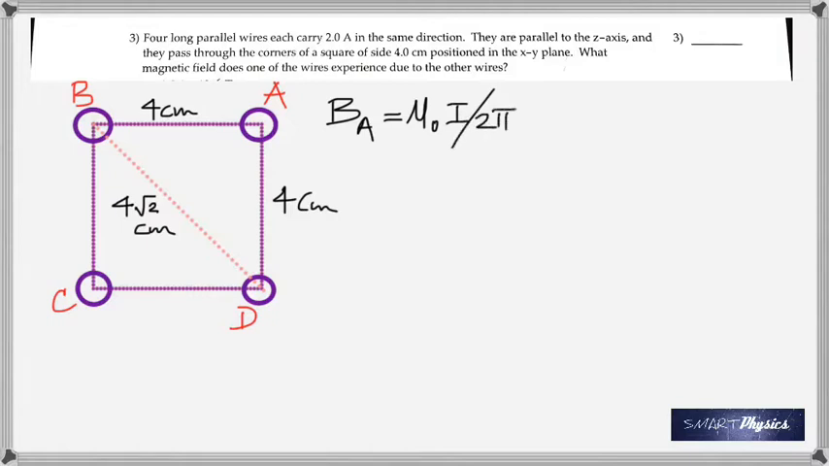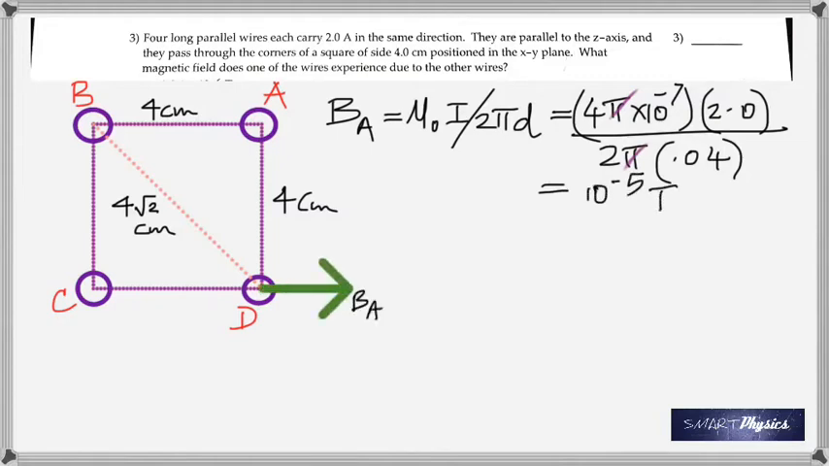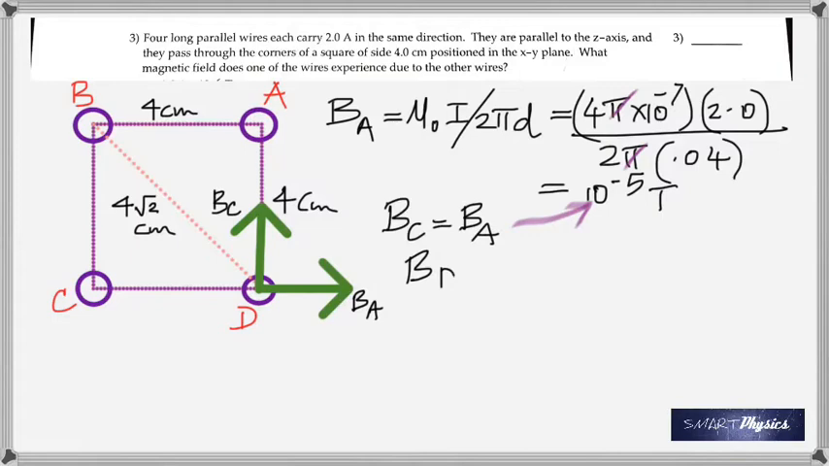It's a straight conductor, so that's the formula. And when you plug in the numbers, you get, alright, the current is 2, the distance is 0.04 in meters, and you get 10 to the negative 5 Tesla along that direction. So that's BA. Why? Because it's perpendicular to this line joining them. Now BC is going to be exactly the same in magnitude. So BC is equal to BA, but it's perpendicular to the line joining those two.